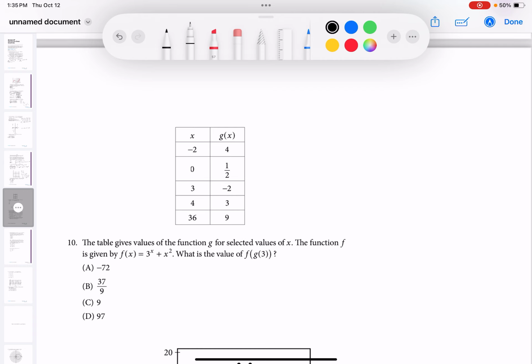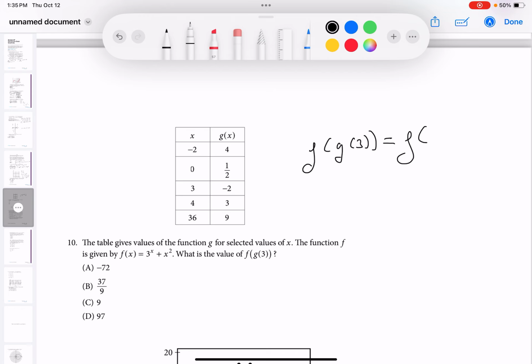And number 10, I'm looking at it. It says the table of values of a given function g for selected values of x. The function f is given by find the value of f of g of 3. Well, let's write this down. f of g of 3. This is a composition, by the way. So it's going to be f and g of 3.